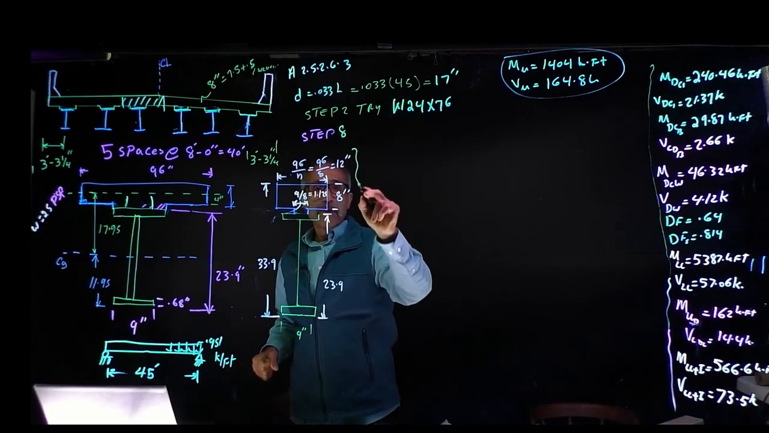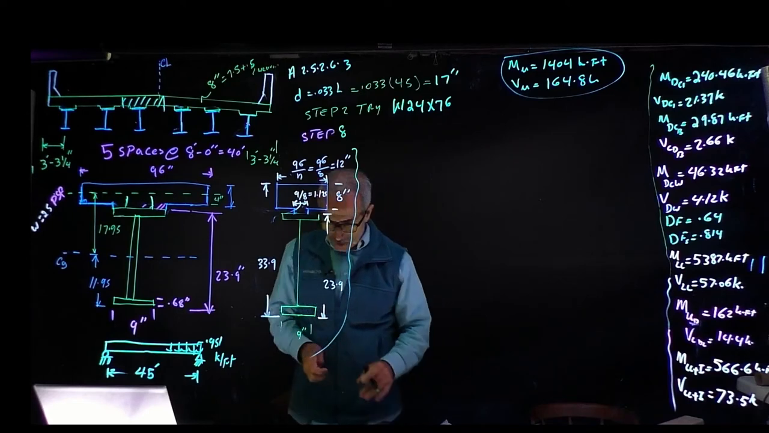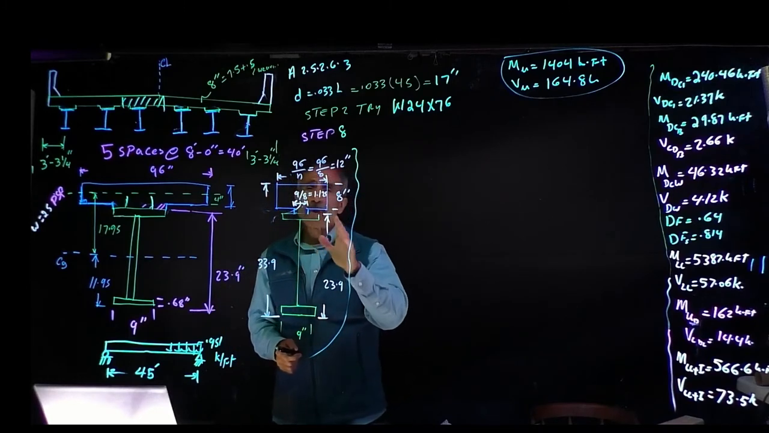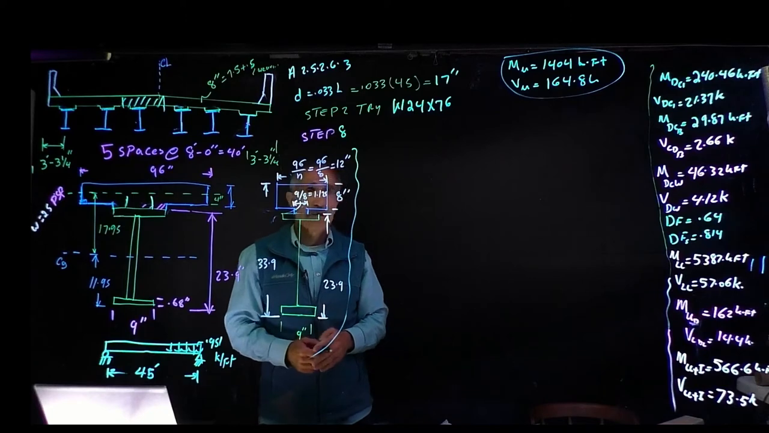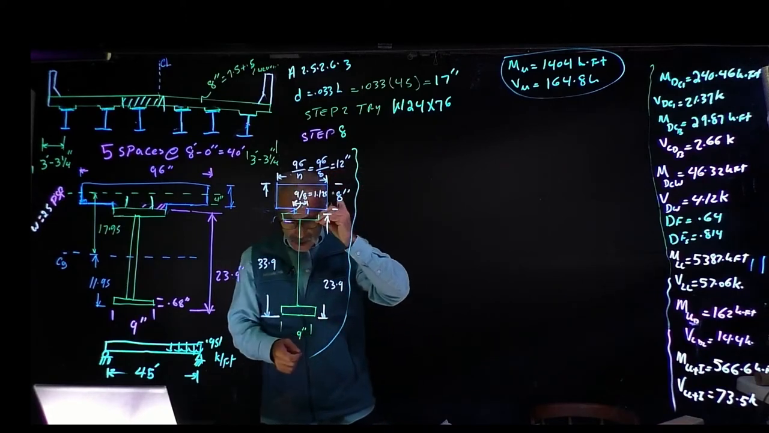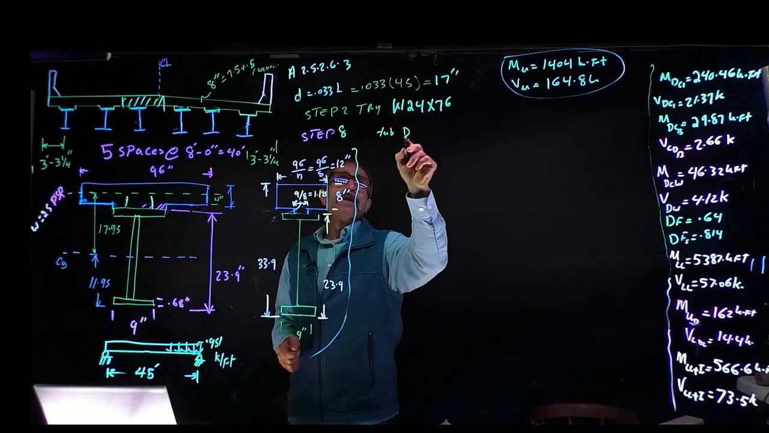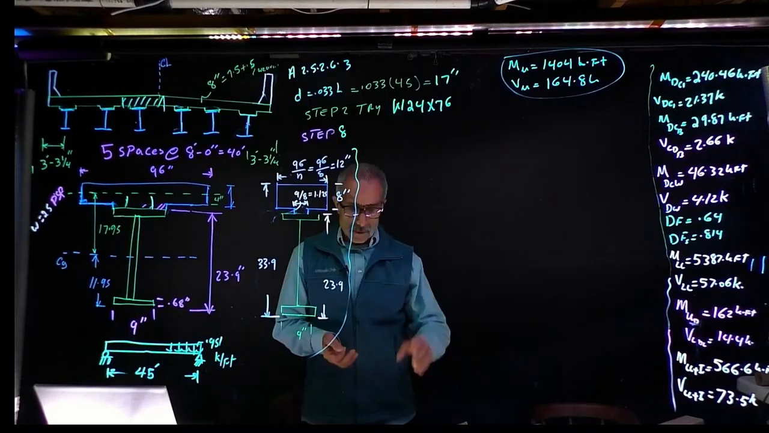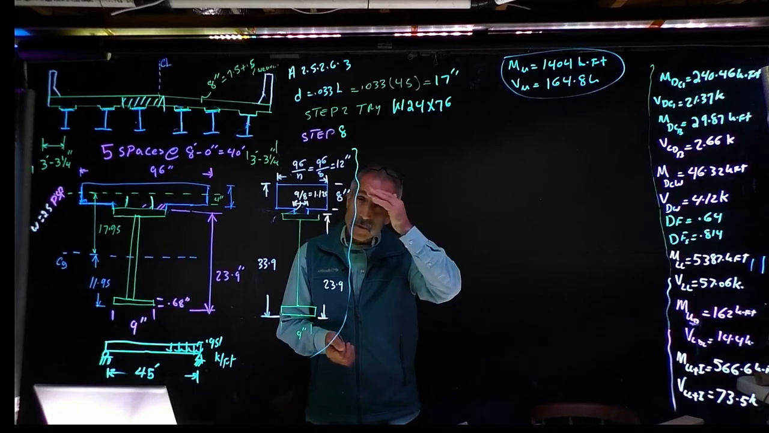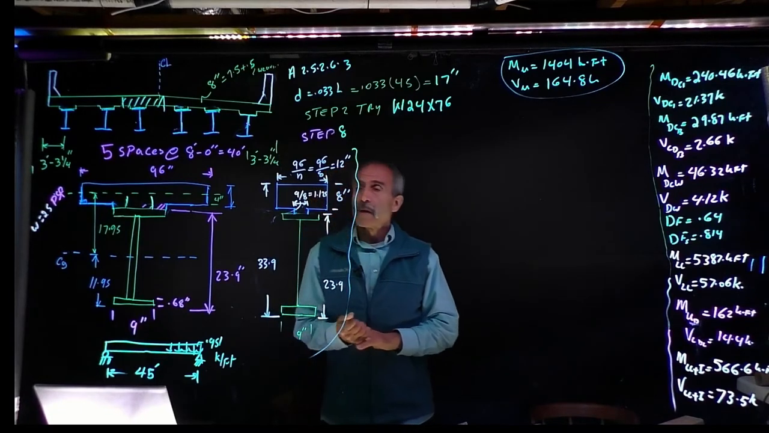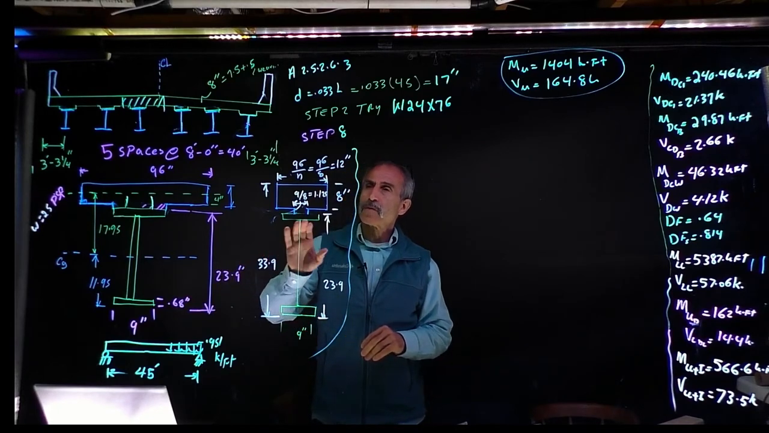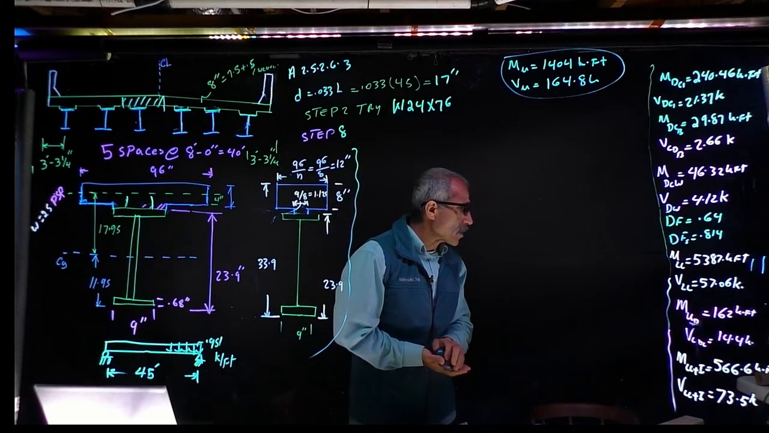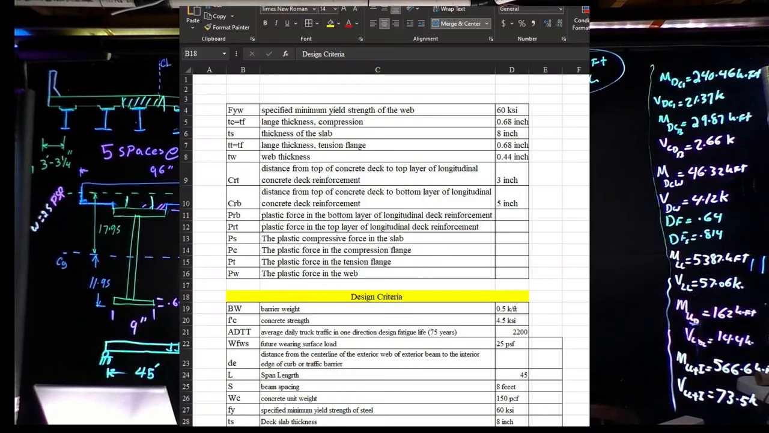Step number 8, and I'm going to go ahead and just separate this area. In this step, what I want to do here, I want to find out the plastic neutral axis of this composite section. So let's look at the table, D6. Okay, so what we've got to find here is the plastic neutral axis. So to do that, let me bring my Excel sheet up here so you can see what we need to do. We're going to look at some design criteria first. Take a look at what I have up in my Excel sheet.